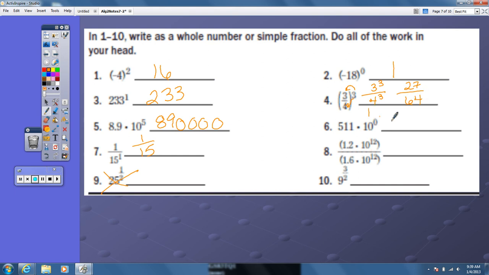511 times what? That's 1. It's 511. This one, I don't know why that's there either. What do I do here? Well, 10 to the 12, 10 to the 12. I'm going to cancel.